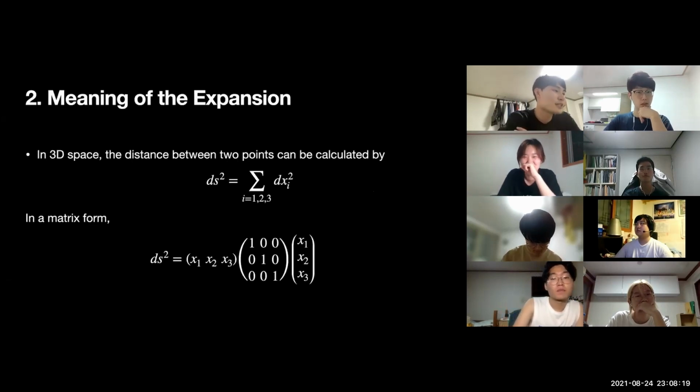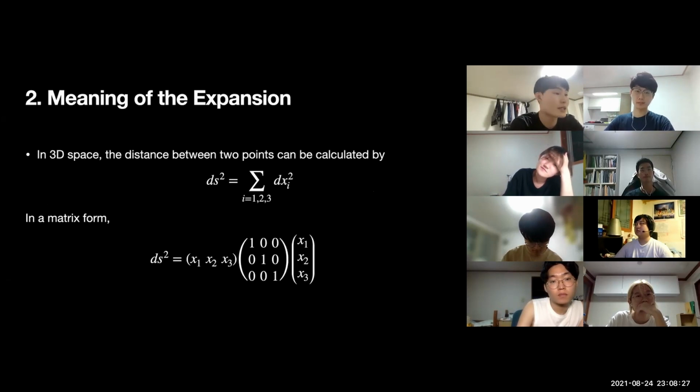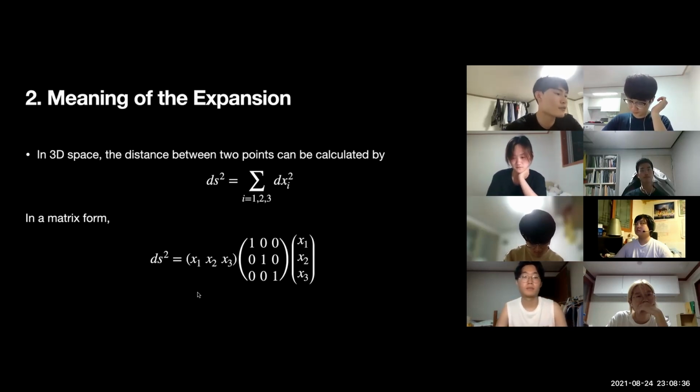And with this knowledge, I will explain the meaning of the expansion of the universe. In 3D space, the distance between 2 points can be calculated by the sum of the squares of the differences of coordinate components, like this. And in matrix form, it can be expressed like this by multiplication of matrices.